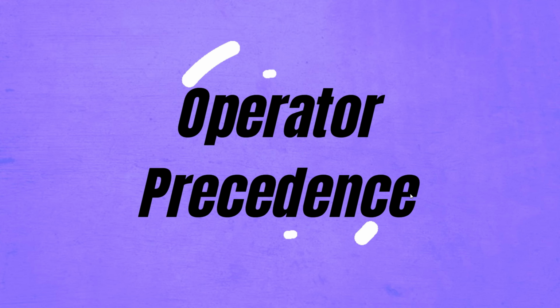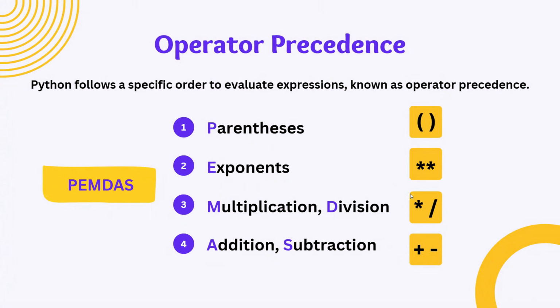Operator precedence. Operator precedence determines the order in which operations are evaluated in an expression. Just like in math, Python follows the PEMDAS rule. P parentheses, E exponents, MD multiplication and division, AS addition and subtraction.